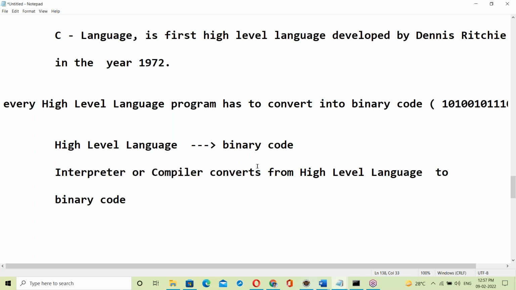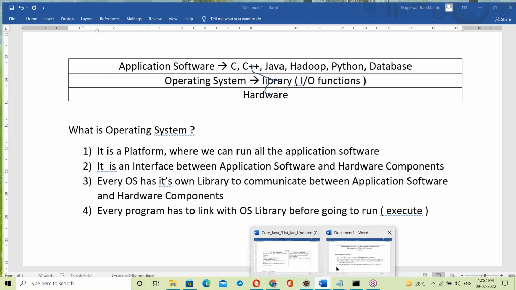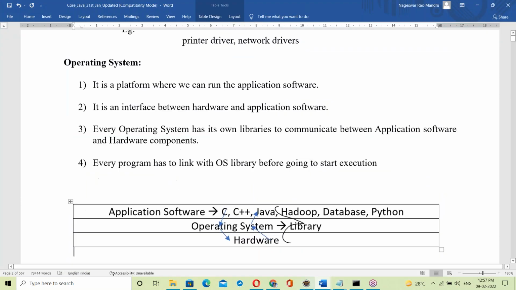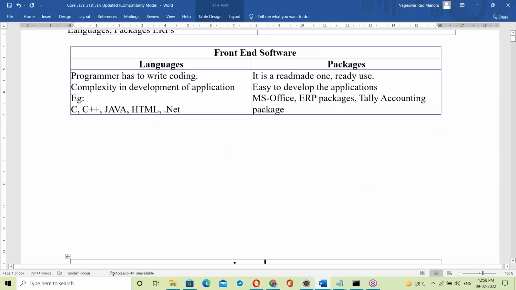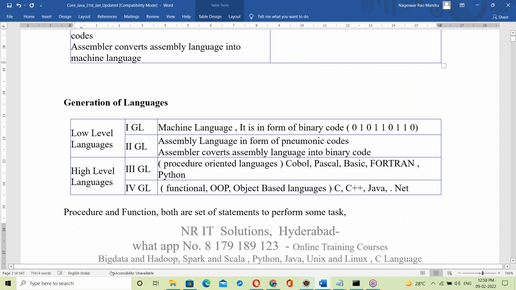Suppose Java uses a compiler, Python an interpreter, C language a C compiler. Compilers and interpreters convert from high level language to binary codes. That's it here. The same thing is explained in the document. All these points are prepared in documents. You can just follow the document here. Running notes are not necessary.